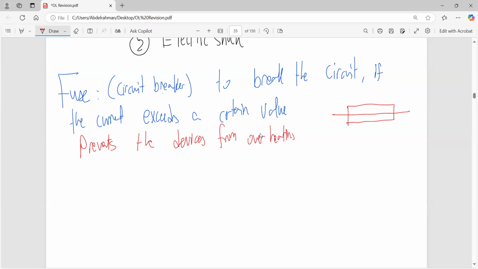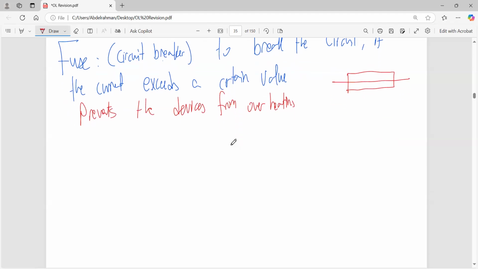Okay, by melting. A fuse, it melts. What about the circuit breaker? It doesn't melt. It just switches off the circuit, and then you can open it back again. Then you can close the circuit again by pulling back the switch. This is what a fuse does: it prevents the circuit or the devices from overheating.